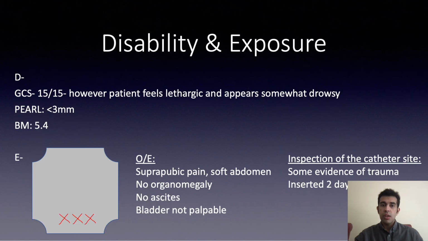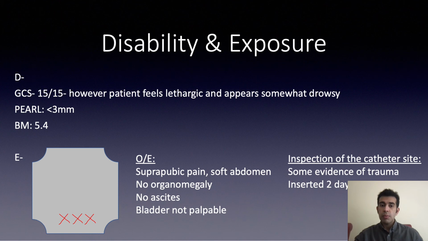Having finished C, we're going to move on to disability and exposure. Now, the patient has a GCS score of 15, so that means he responds appropriately to commands and is aware of his surroundings. However, talking to the patient, he feels a little lethargic, and when you look at him, he appears to be somewhat drowsy. This might be due to his blood loss. You have a look at his pupils. You notice that the eyes are equally reactive to light, less than 3 millimeters, and you take a blood sugar, and you see that it's 5.4.